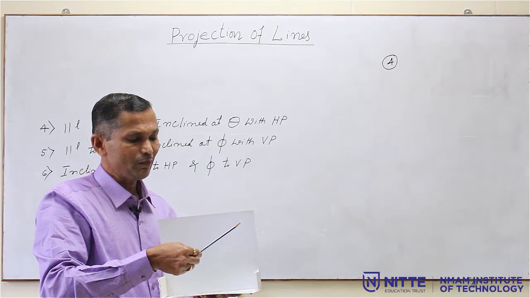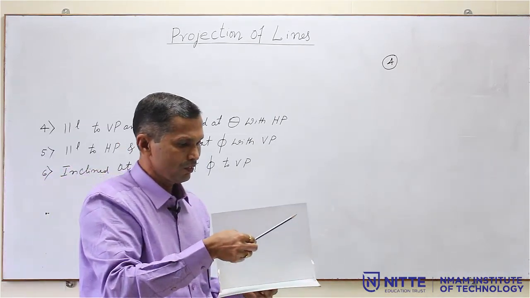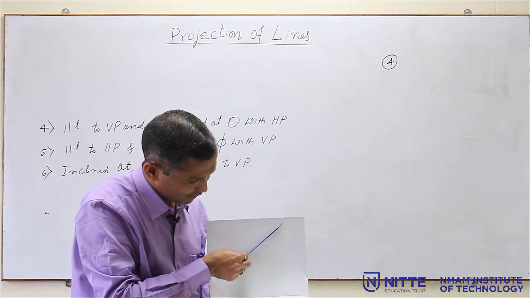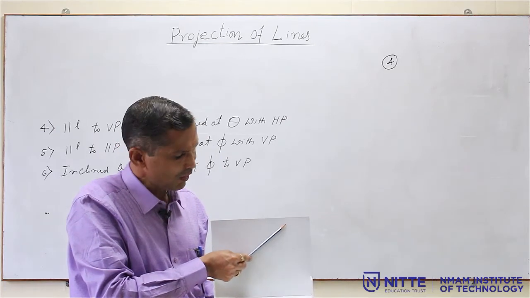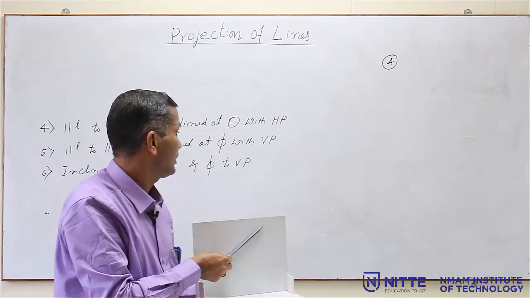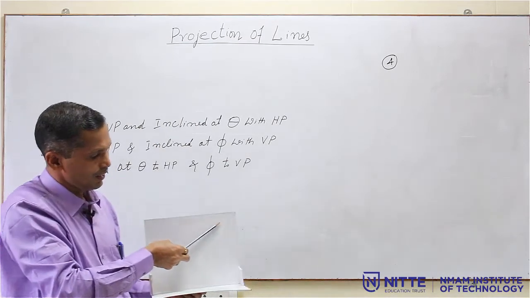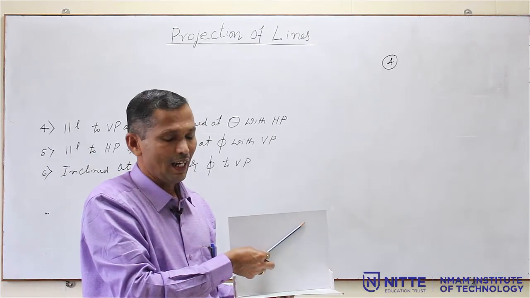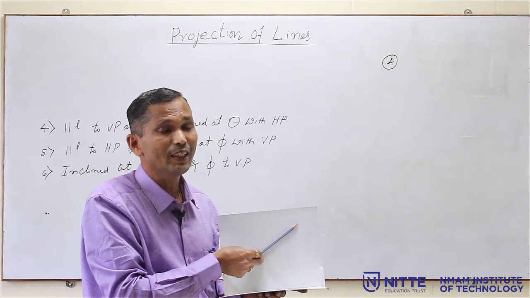Now, the line is parallel to the vertical plane. So, what is the front view now? The front view is an inclined line like this. This is the front view. So, what is the length of this? The length of this is equal to the actual length of the line, because it is parallel to VP. That is why the true length is available in VP. So, this is 100 mm in length, and what is the inclination of this? It is theta.